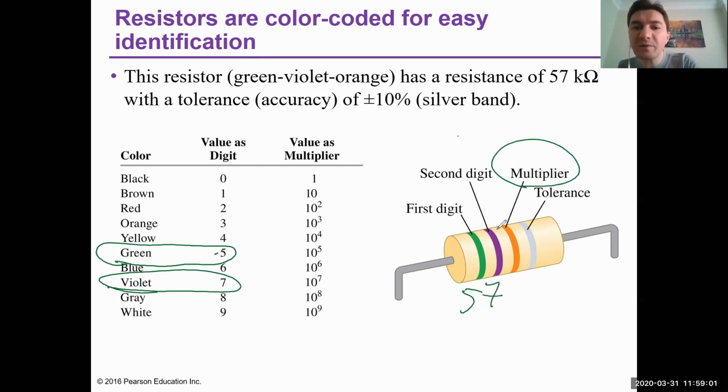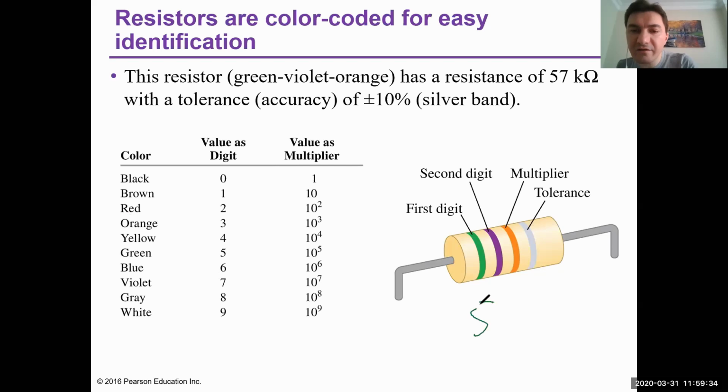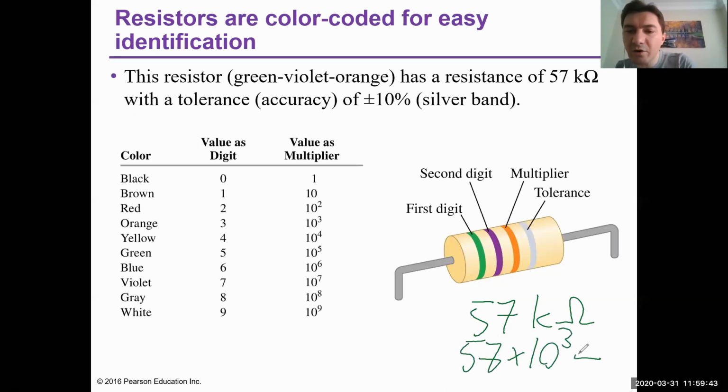Here we have the multiplier. The multiplier is given by the color orange. The value of the multiplier is given in the second column, 10 to the 3 ohm. Or I can write it like this, 57, sorry, I have to delete that part. Okay, 57 kilo ohm, or 57 times 10 to the power 3 ohm.